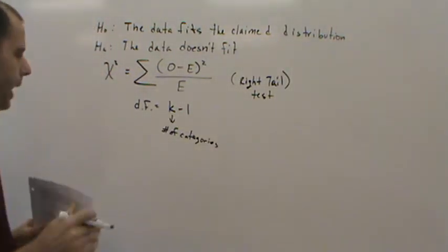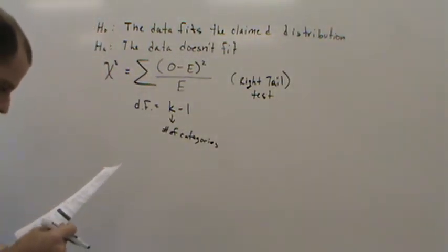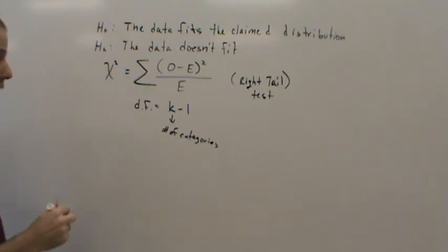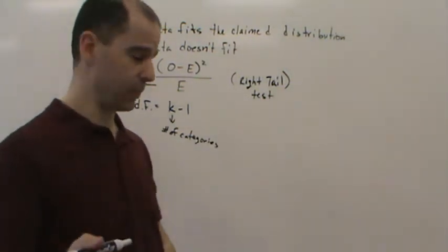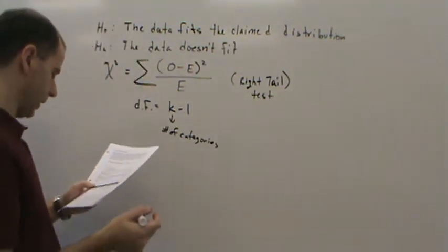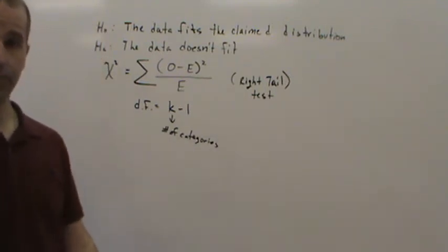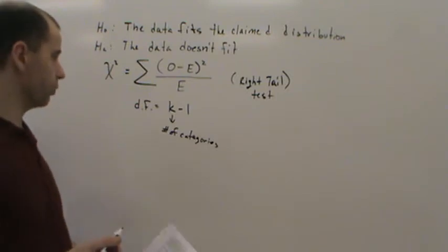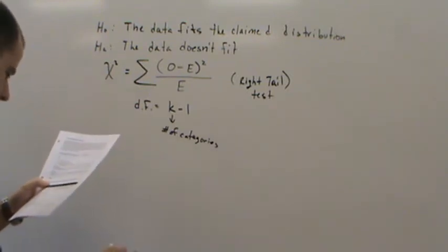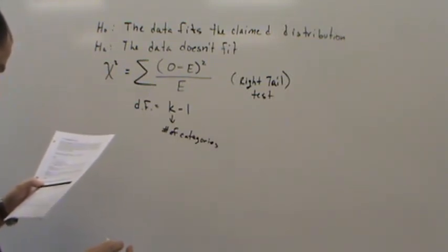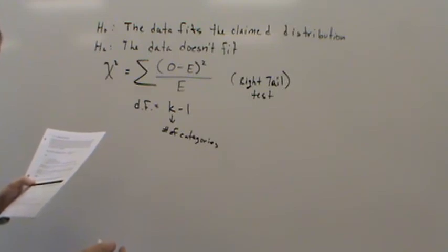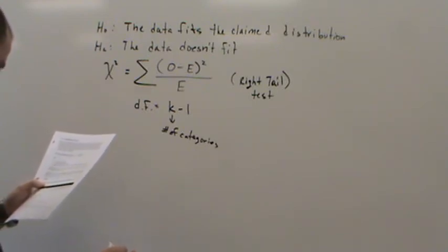Okay, now here are the assumptions, or the conditions, that need to be met. The assumption is that we're having a random sample. So of course we're dealing with random samples.